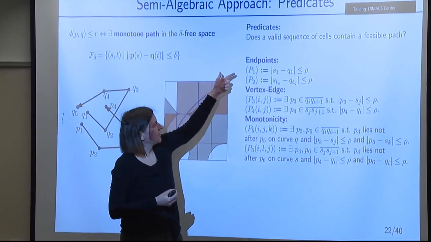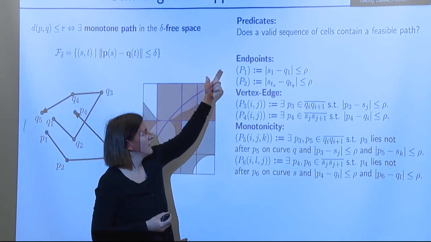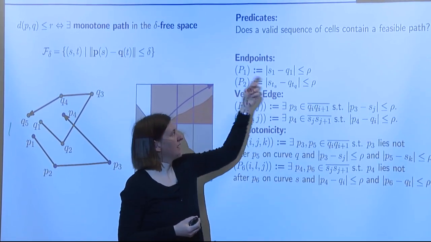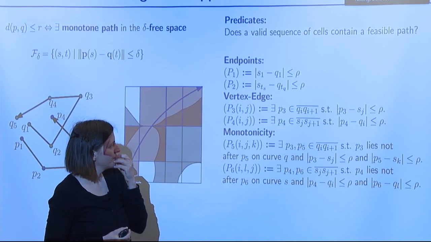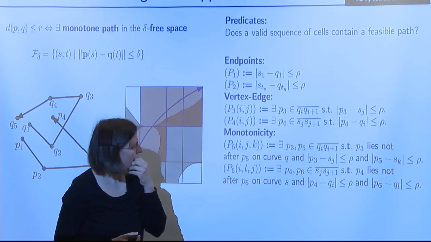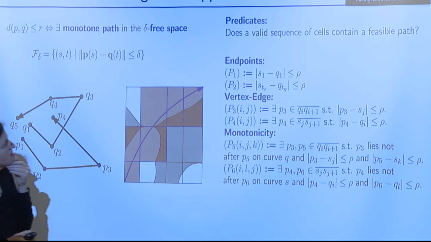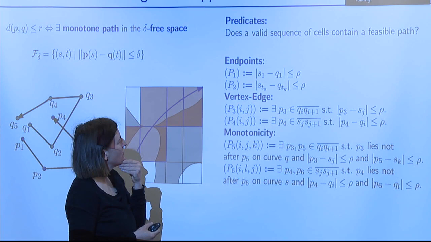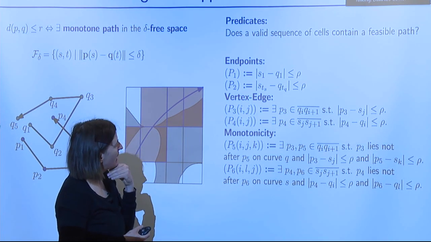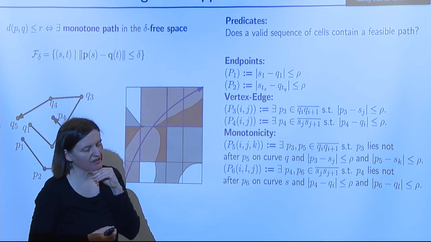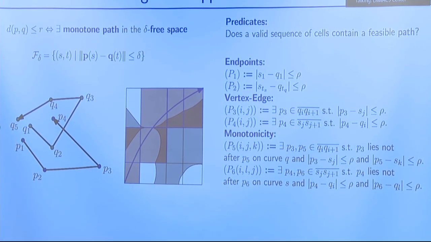And so the first two are easy. The predicates just say that the first and the last point have to be within distance delta. What I wrote down here is for 1D, but in higher dimensions, these high-level predicates look very similar.